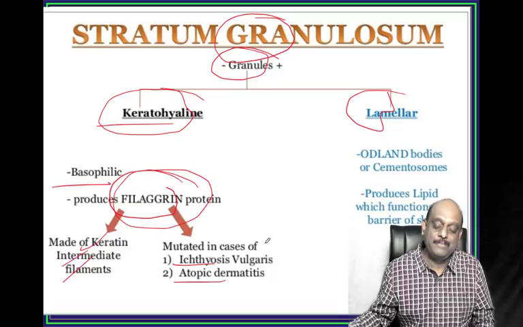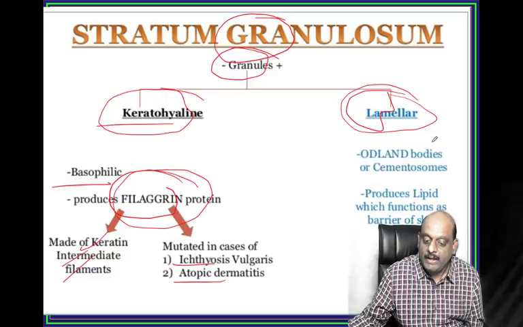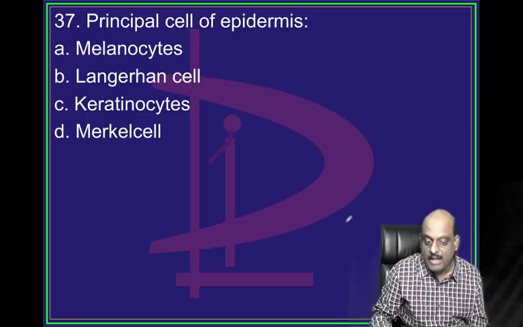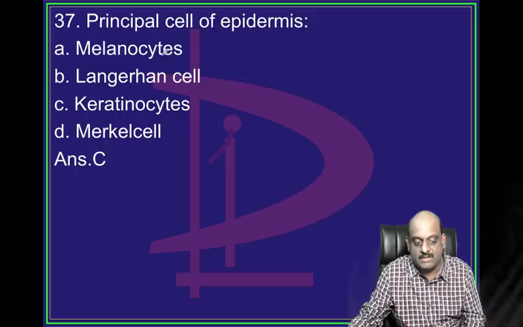Then lamellar bodies. In these, Odland bodies, otherwise called cementosomes, will be there, and they produce the lipid which provides the barrier function. That is what you need to emphatically remember. Now, what is the principal cell of the epidermis? Keratinocytes are the principal cell.